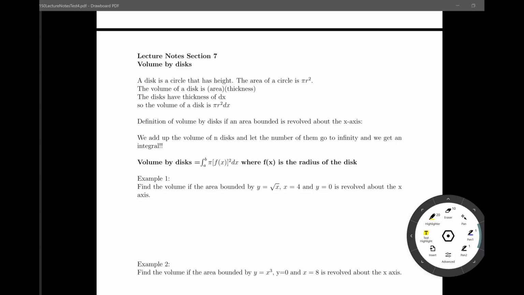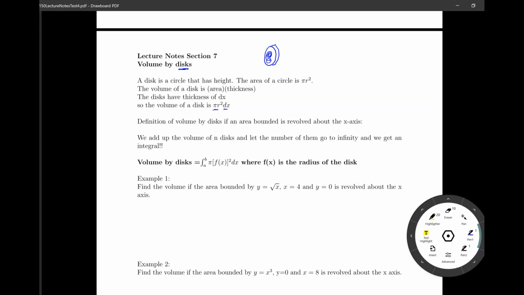All right, so let's talk about what is a disk. A disk is a circular object that has a thickness. So to find the area of the circle, that's pi r squared. So to find the volume of one disk, that would be the area, pi r squared, times the thickness, dx.